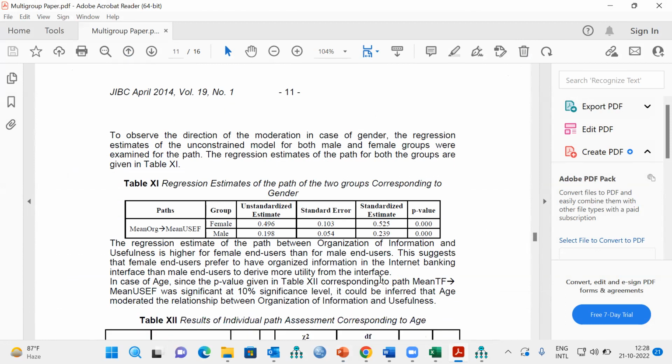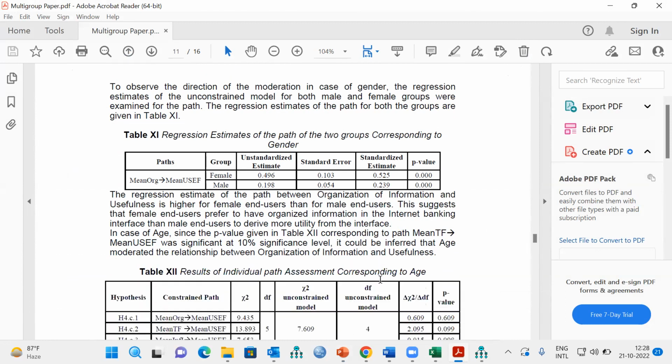So we look at this, and the writing is this: the regression estimate of the path between organization of information and usefulness is higher for female end users than the male end users, and it suggests that the female end users prefer to have organized information in the internet banking interface more than male end users to derive more utility from the interface. So you have to write it in words like this. So this is also important to put.